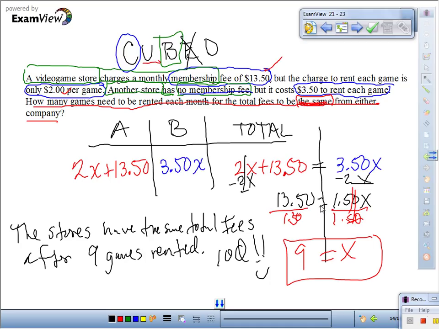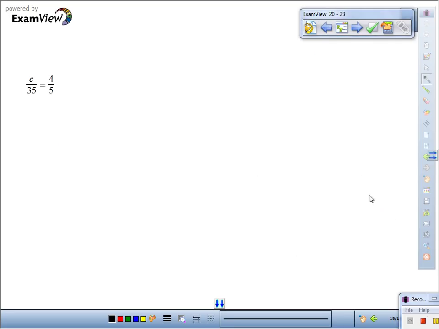Think about it. Let's go to number 20. Any questions on this? Hands if you got that by yourself. Okay, some of you, good. Okay. Let's go to number 20. Here we go.